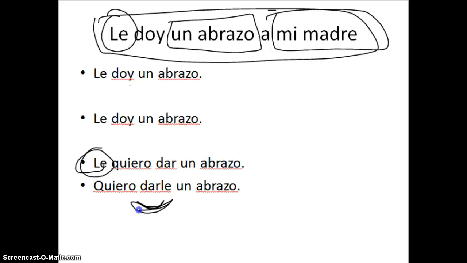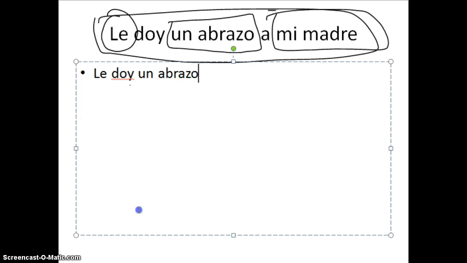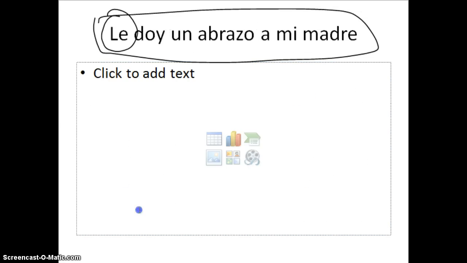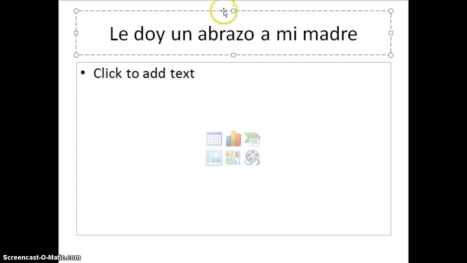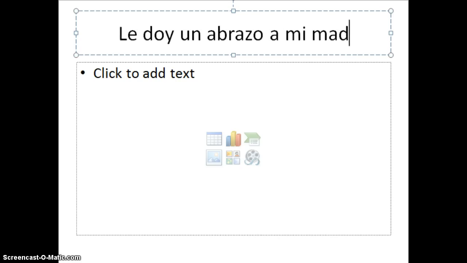Now, our fun rule about indirect objects that makes it easier to figure out which pronoun we're going to use is, let me clear all my things off. Alright, so let's look at this sentence here. Notice how we have the le here, and then we also have the a mi madre. So what this is kind of doing is it's like double dipping. Okay, the le is necessary. You always need to have the le there. Even if the a mi madre is there, the part that is optional is the a mi madre.